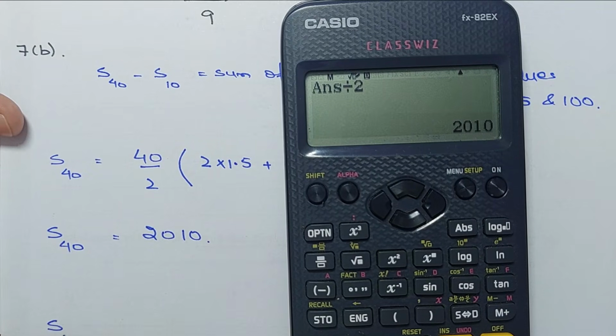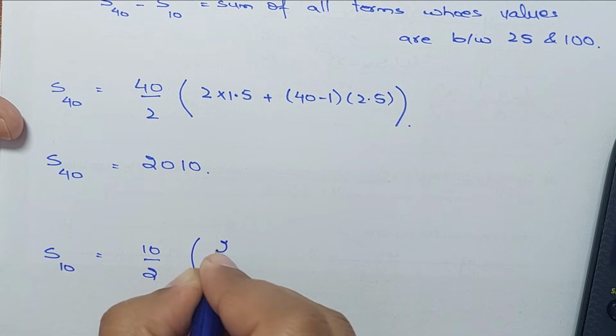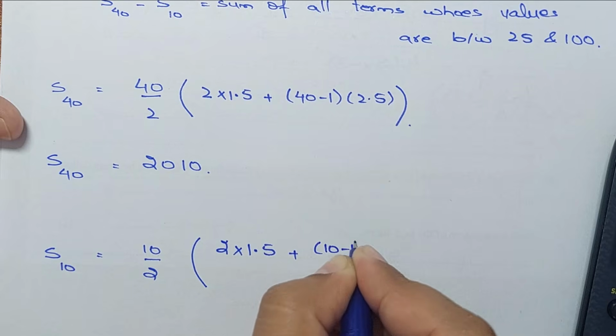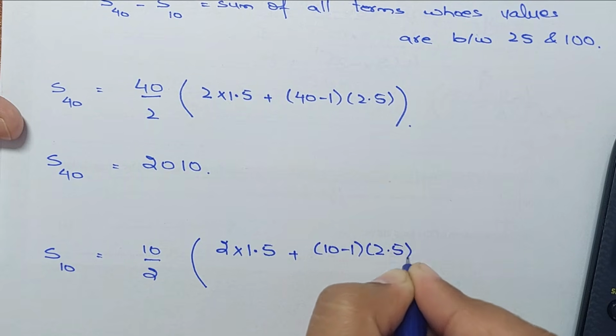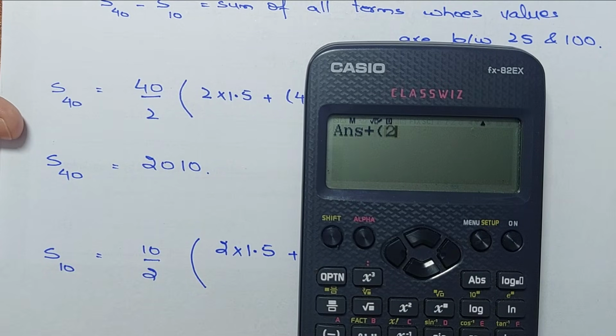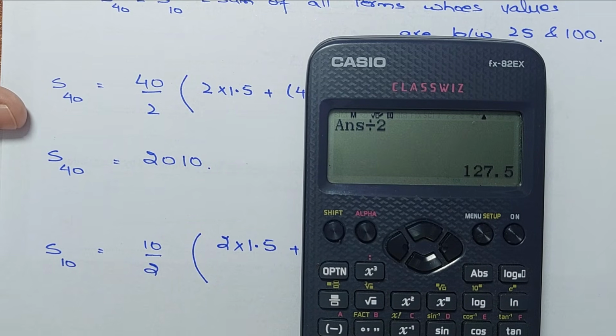Okay, now what is S10? The sum of the first 10 terms, which is 10 by 2 into 2a plus (10 minus 1) into d. 10 minus 1 is 9 times 2.5. This we add to 2 times 1.5. Multiply by 10 divided by 2, which is equal to 127.5.